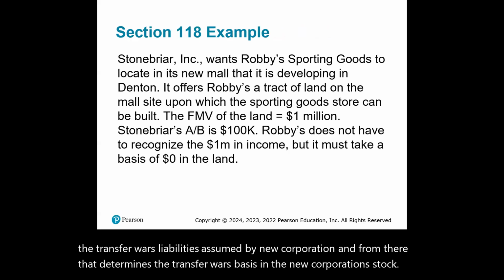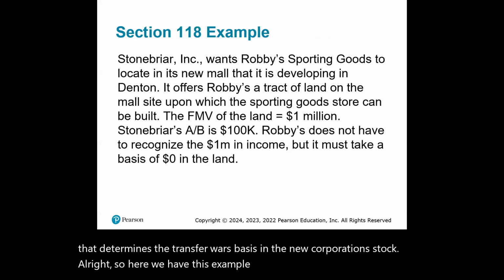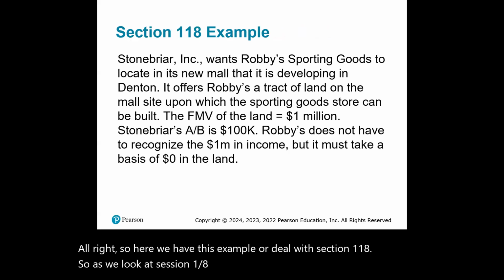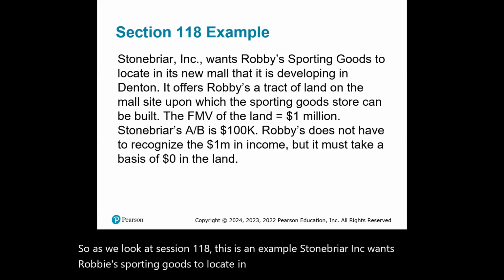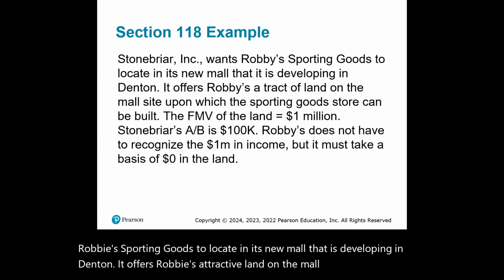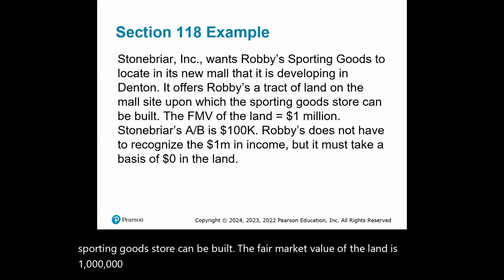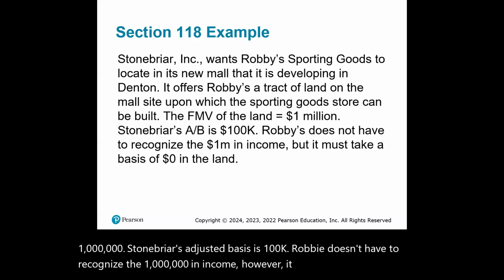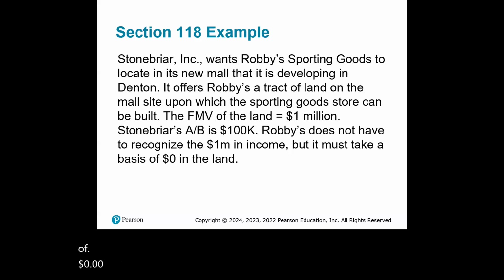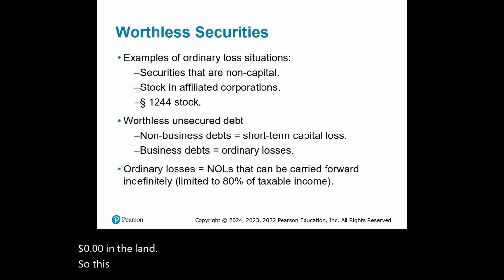All right, so here we have this example. We're dealing with Section 118. Stonebriar Inc. wants Robbie's Sporting Goods to locate in its new mall that it is developing in Denton. It offers Robbie's attractive land on the mall site upon which the sporting goods store can be built. The fair market value of the land is $1 million. Stonebriar's adjusted basis is $100K. Robbie's doesn't have to recognize the $1 million in income. However, it has to recognize a basis of $0 in the land. So this is just a quick example.